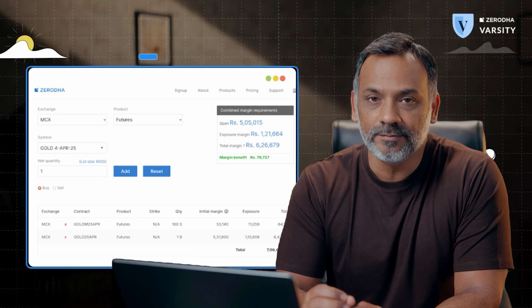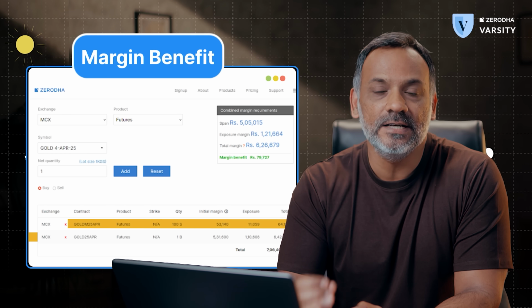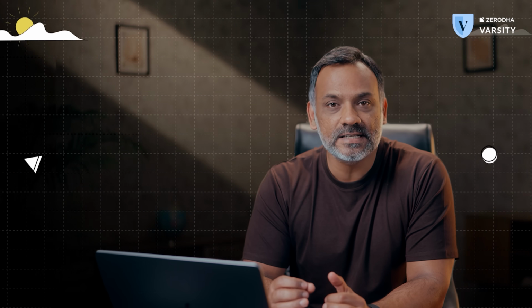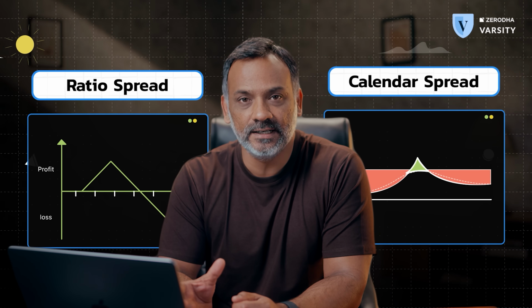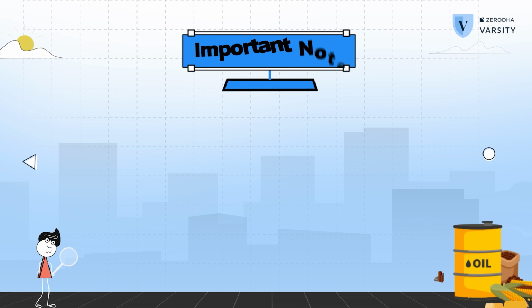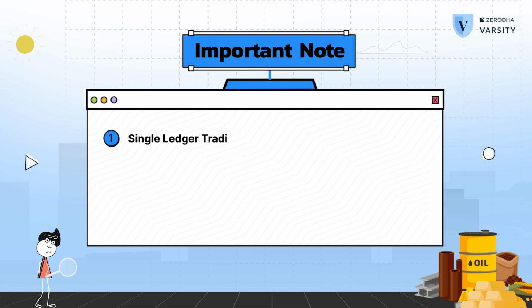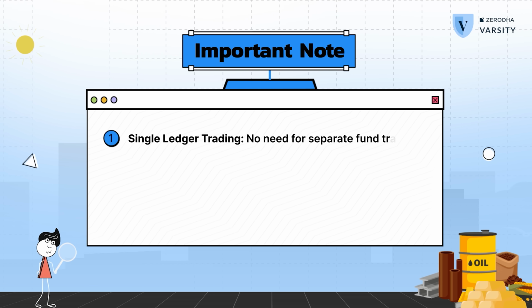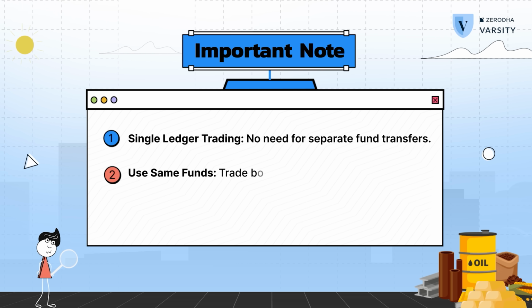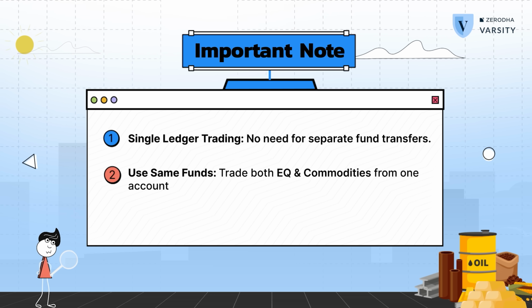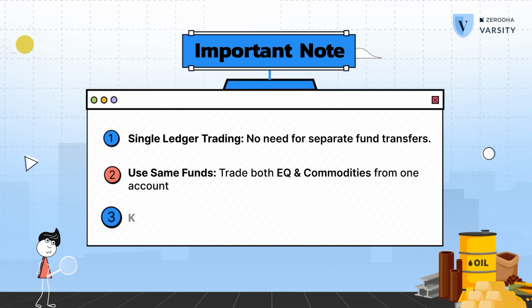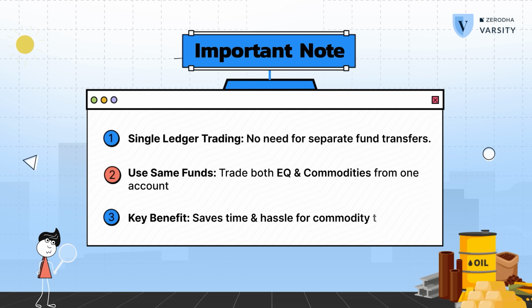Now here is something interesting. Because gold is available in 4 different formats, you can actually get a margin benefit when you go long in one contract and short in another. Here is an example. Of course, you can deploy all the standard spread strategies such as the ratio spread or the calendar spread while trading gold. Please note, brokers permit you to trade commodities using a single ledger, meaning you don't have to transfer money separately to trade commodities. The regular fund transfer that you make to your trading account can be used to trade both equity and commodities. This is a big advantage for commodity traders as it saves a lot of time.